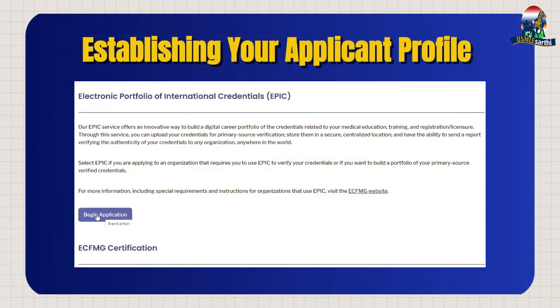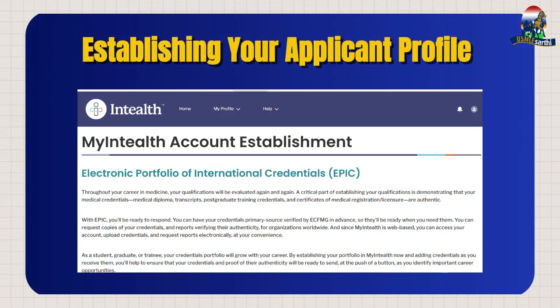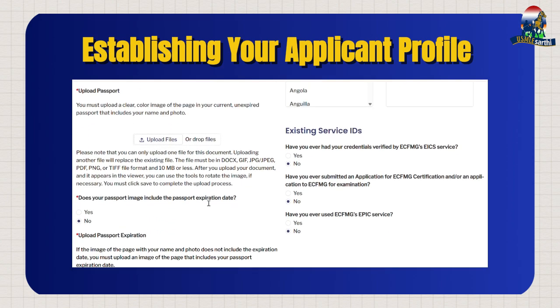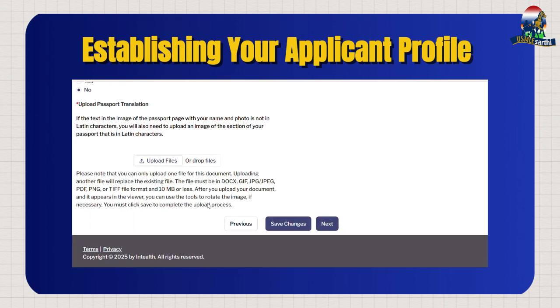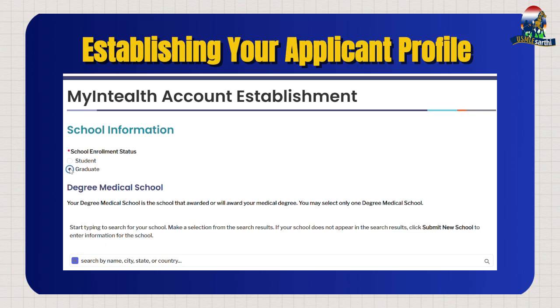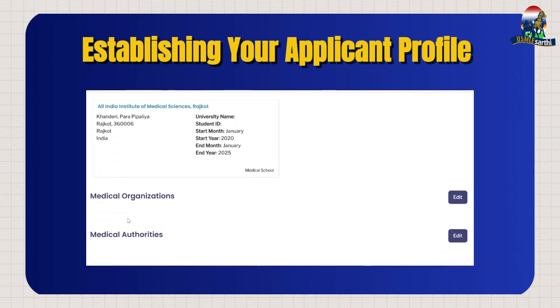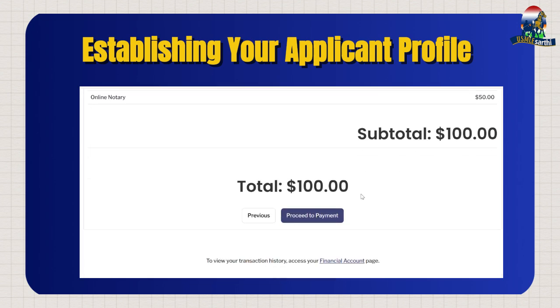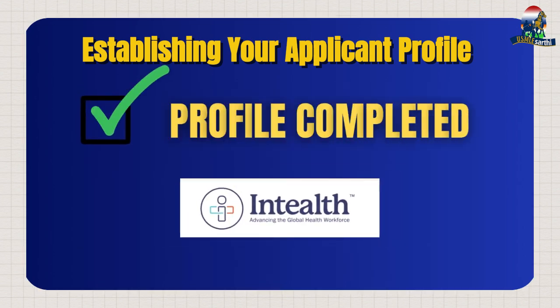To complete the applicant profile, click Begin Application for the desired service, such as USMLE or EPIC. Enter personal information, upload a passport and photo, and add medical school information. Include medical license information if available. Review all details carefully, complete declarations, pay any required fees, and save the case number. The profile is now complete.